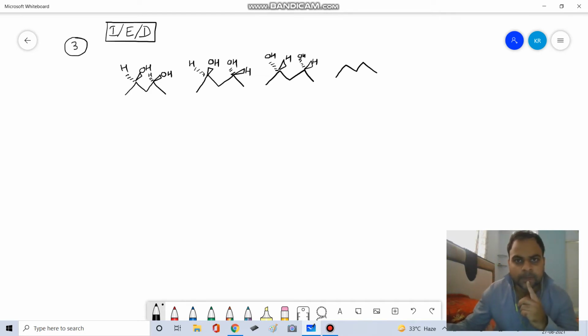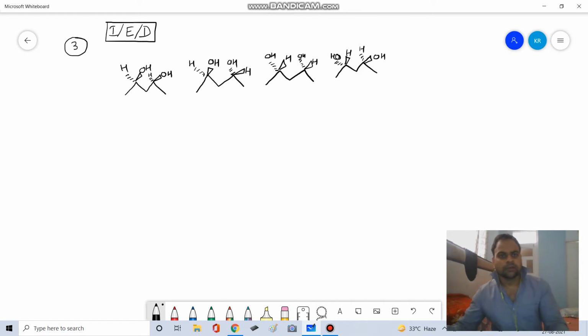One more combination is possible, that is OH here, H here, and then here OH, and this is H. So let's call them A, B, C, and D.